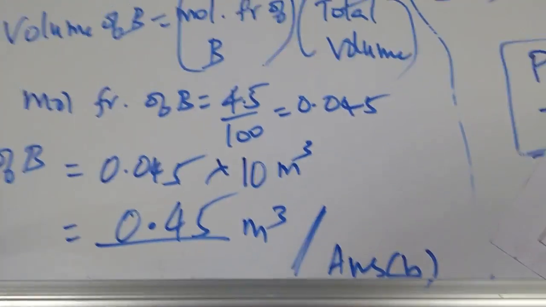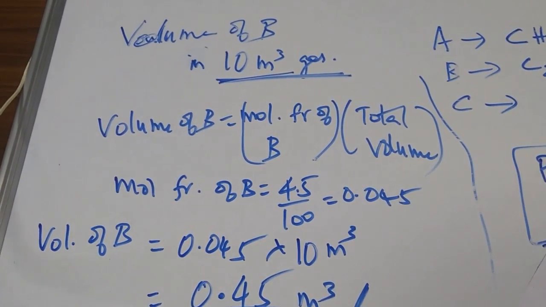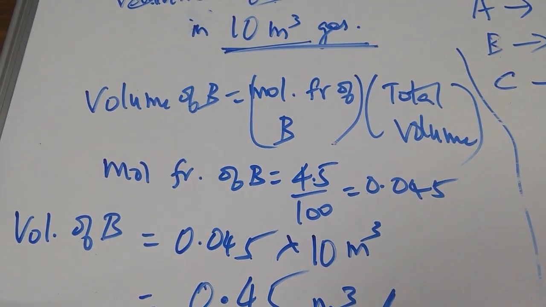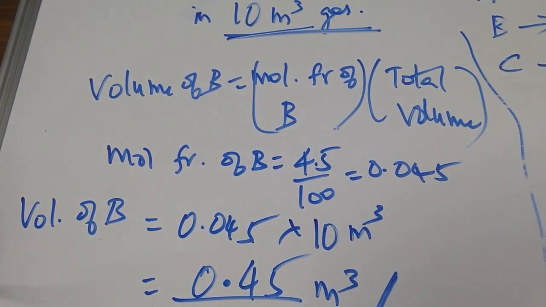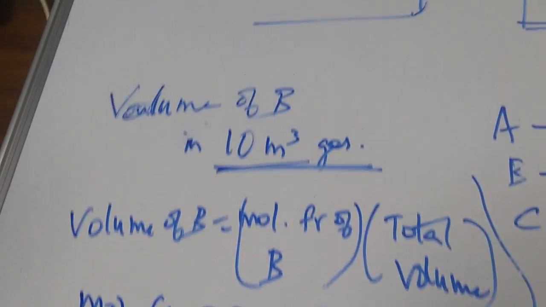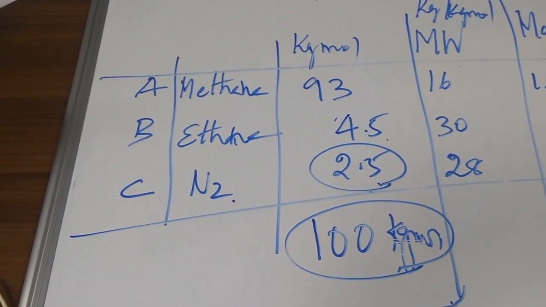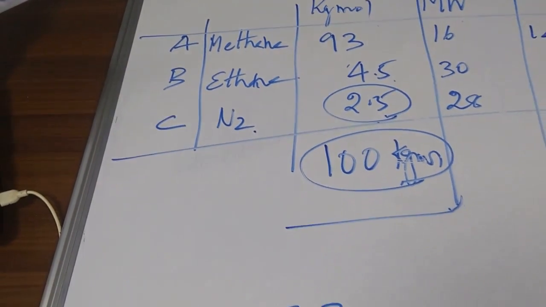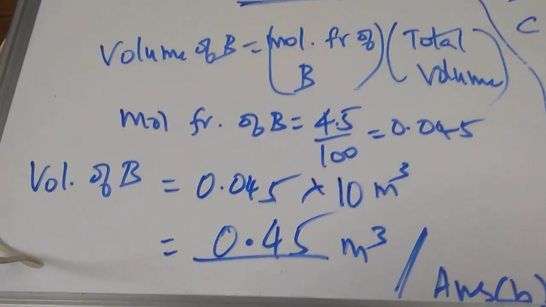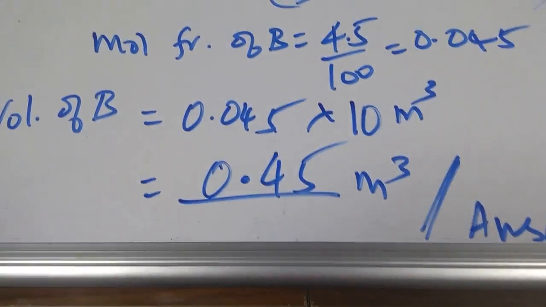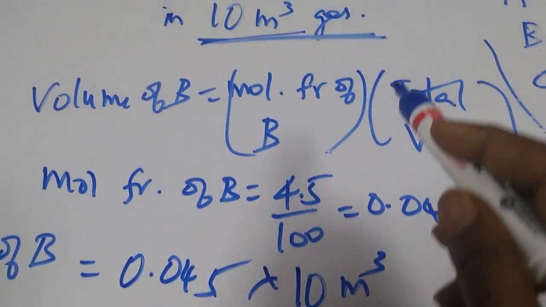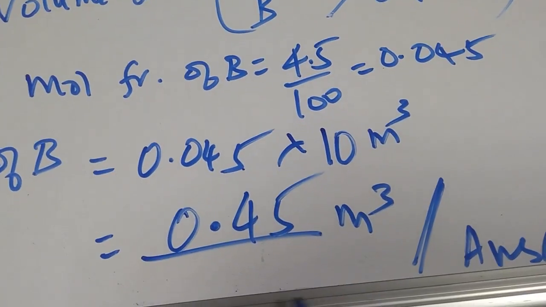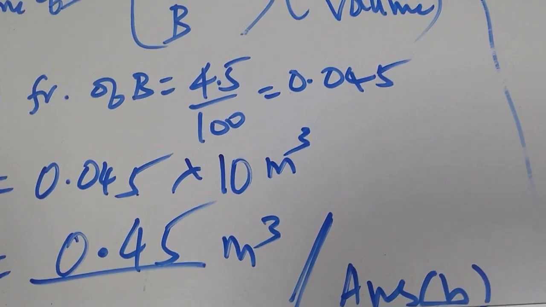I repeat, in the second part, what is the volume of B in a 10 meter cube of gas? Volume of a component is equal to mole fraction into total volume. So first we find the mole fraction. In the given question it is 4.5 percentage. Percentage means if we divide by 100 we get mole fraction, right? So we get 0.045 as the mole fraction of B. Then volume of B is equal to mole fraction multiplied by the total volume of gas given, 10 meter cube. 0.045 into 10 we get 0.45 meter cube. That is the answer for part B.